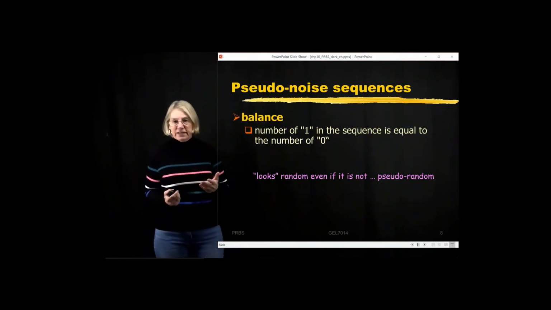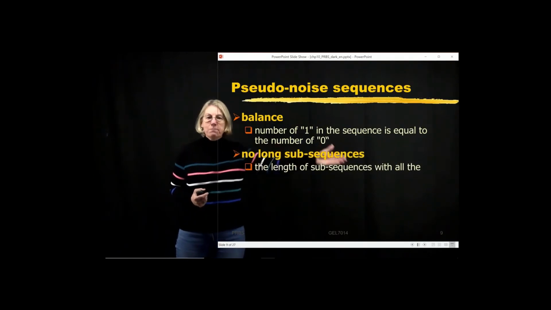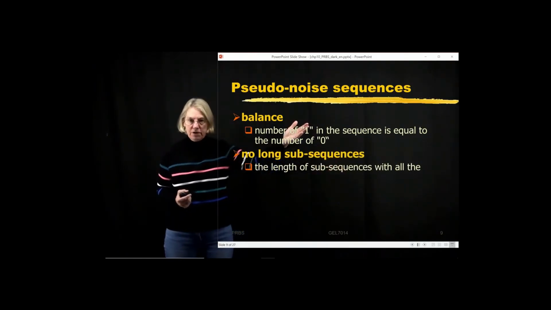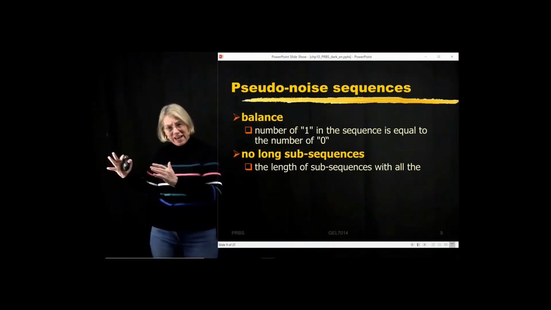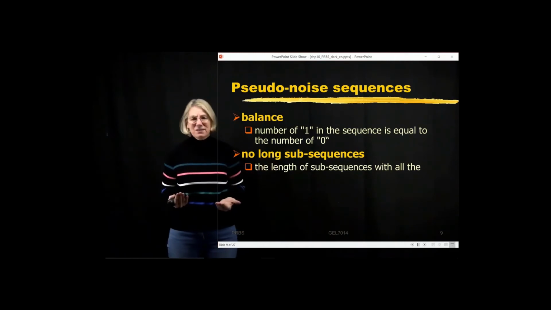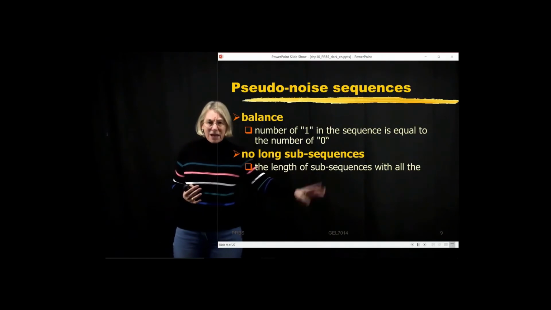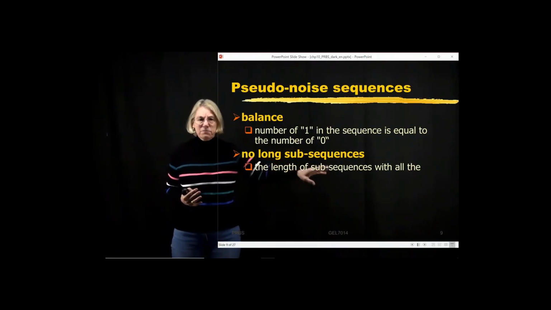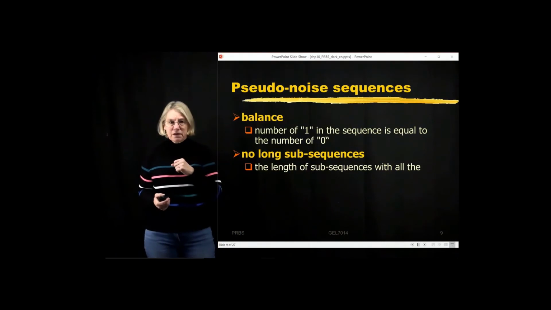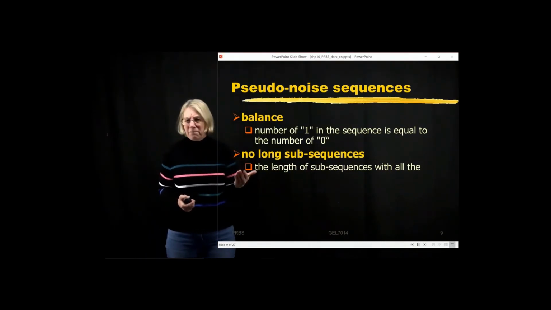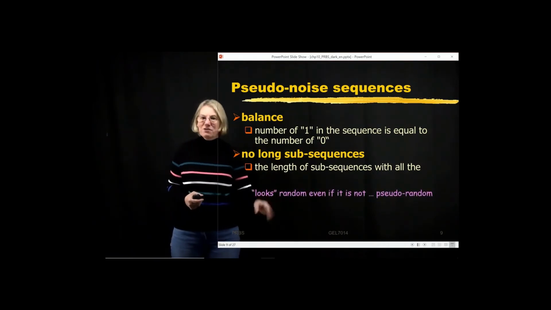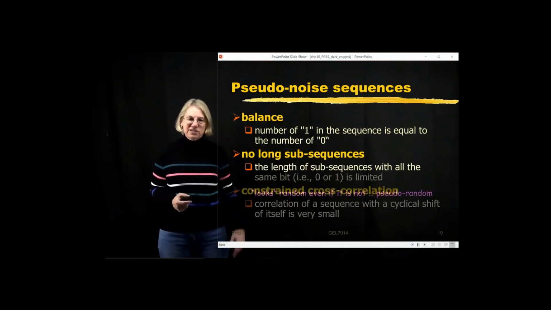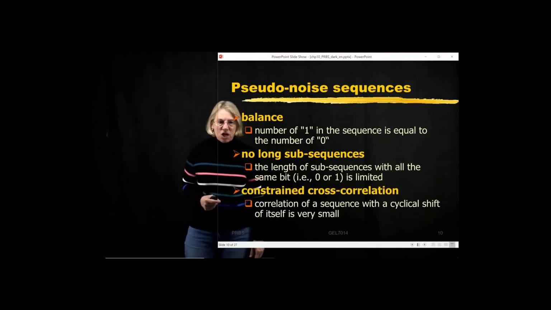Now, another important characteristic is that there are no long subsequences of all the same number. So, in other words, I could have half 1s and half 0s, but if I put all the 1s together and all the 0s together, well, that doesn't seem very random, doesn't seem very noise-like. So, we talk about subsequences, and the length of the subsequences with all the same bits should not be too many, too frequent. So it should look random, even if it's not. So that's why we call it pseudorandom.